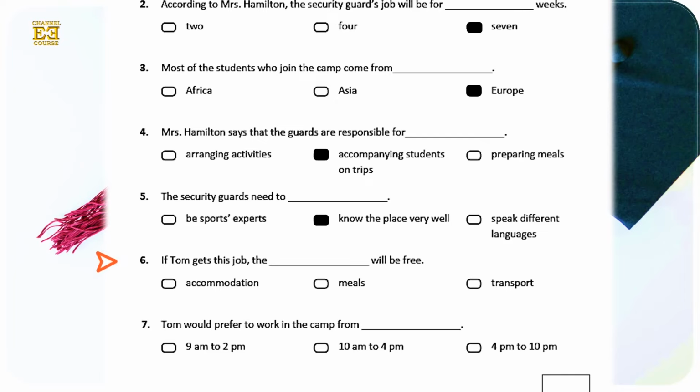So what are the working hours? Well, the guards take turns to do daytime and evening duties. You'll either work from 10 in the morning until 4 p.m. or from 4 p.m. until 10 at night. At weekends, you'll work about 9 hours a day. You'll get free accommodation, but you'll have to pay for your meals and transport.